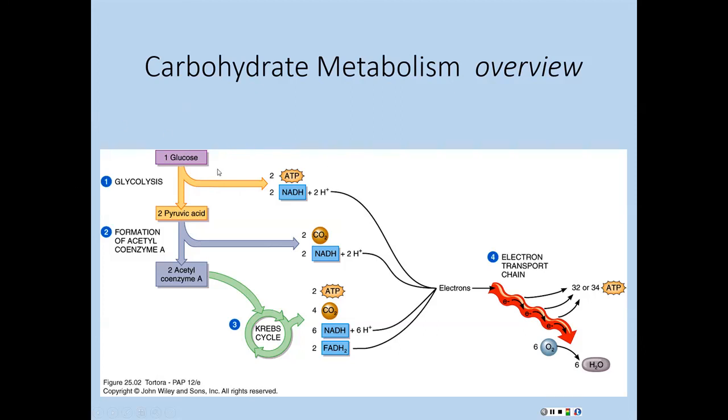We'll go through glycolysis, then we'll do 2 and 3 kind of together, formation of acetyl-CoA and the Krebs or citric acid cycle, and then the electron transport system. So this is a picture from an A&P book, actually, and we'll go through that process and products and all the different products formed in each step. This is a good summary slide for that.